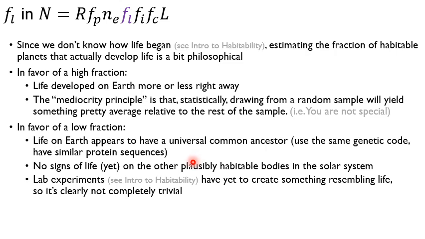Another thing in favor of life being rare is that we have some plausibly habitable bodies in the solar system, and yet Earth is the only one that we have signs of life on so far. Obviously, if we detect some sort of microbial life elsewhere in the solar system, that's going to make this number, this fraction of habitable planets with life, go way up.